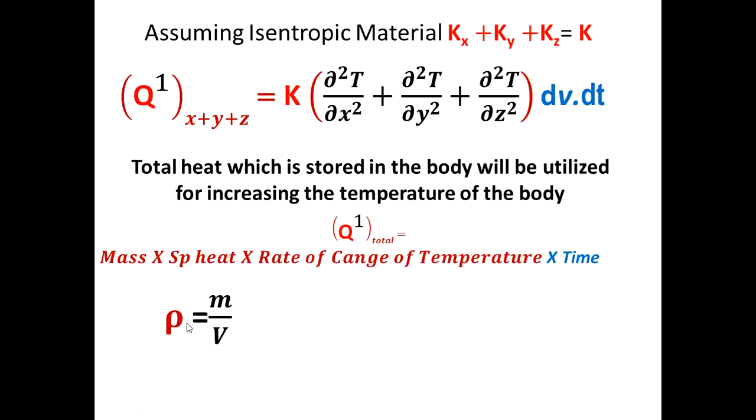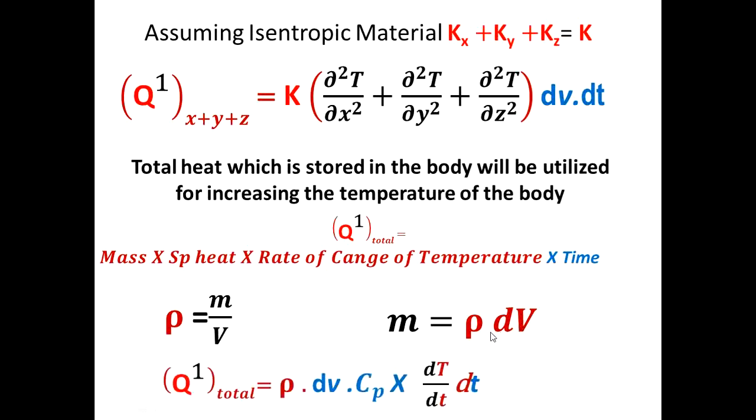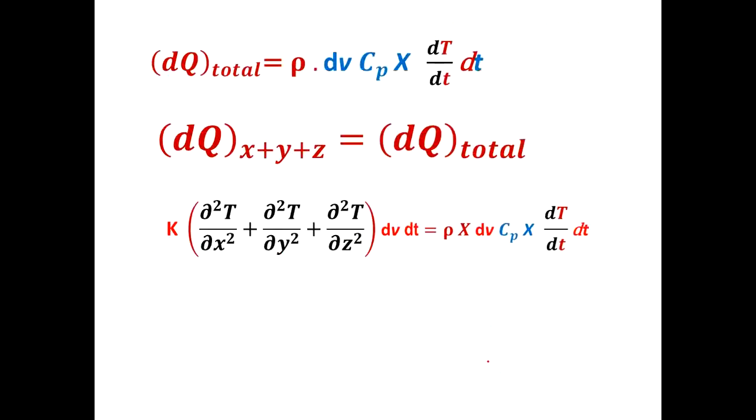You know, density is equal to m by V, mass by volume. Therefore, mass is equal to rho into dV. I will take rho into dV. Therefore, I can write this equation like this. This is the mass, specific heat, rate of change of temperature with respect to time for the time dt. Therefore, you can equate both equations.